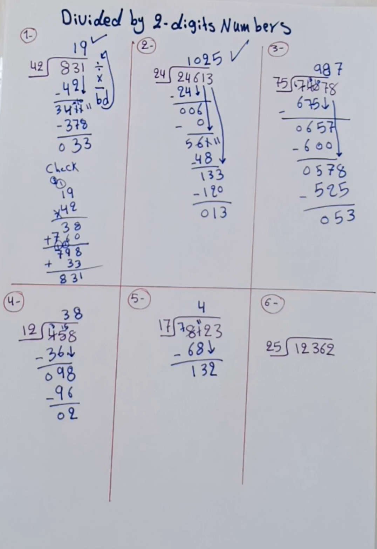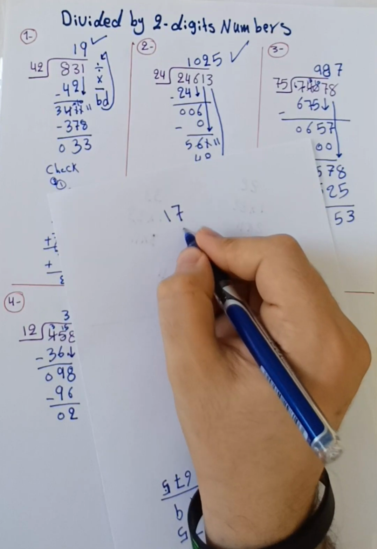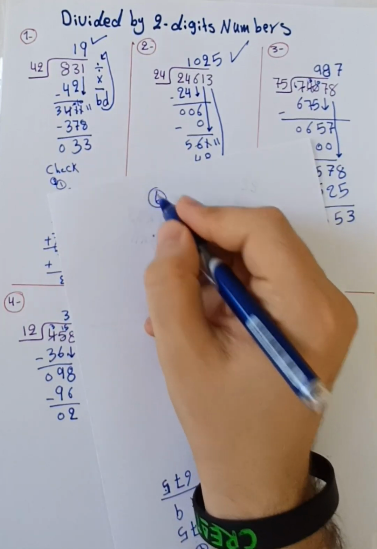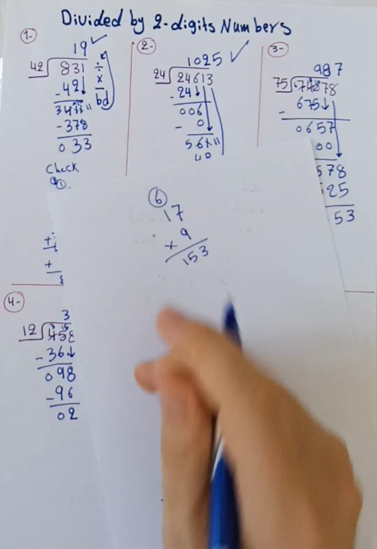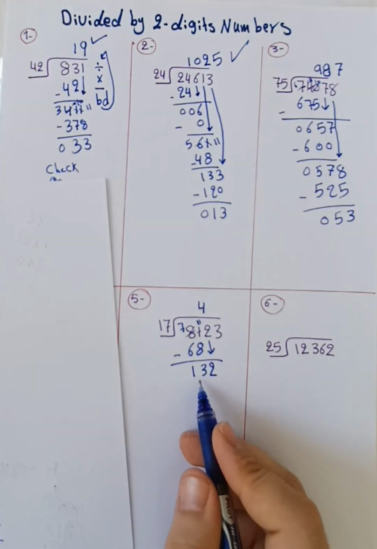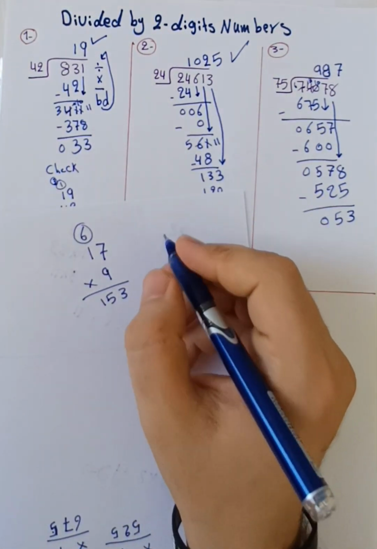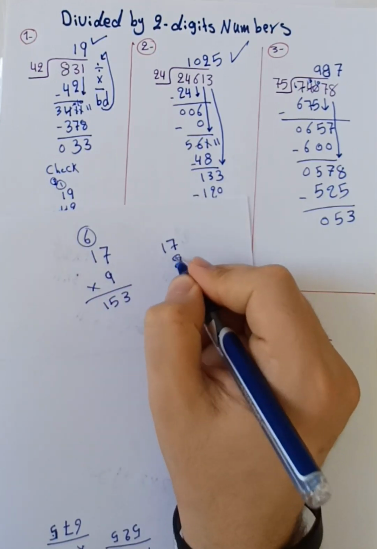Now we have 132 divided by 17. I'm gonna find by multiplication. We have 17 multiplied by 9. 9 times 7 is 63. 9 times 1 is 9 plus 6 equal to 15. 153. We have 132. So 9 is more. So I'm gonna try 8.